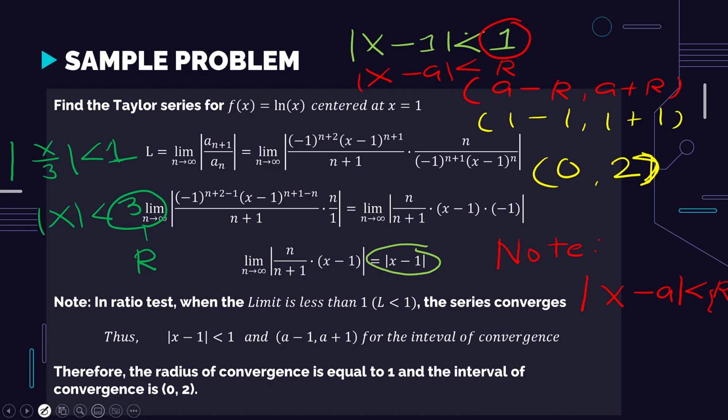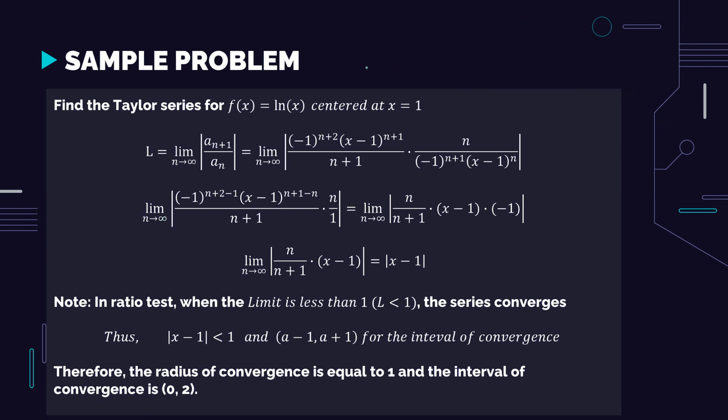Again, let me erase all. Okay, if you have an inequality written in this form, the absolute value of x minus a less than r, whatever is the value on the right side, that represents your radius of convergence. No need to do any transposition or solving algebraically here.